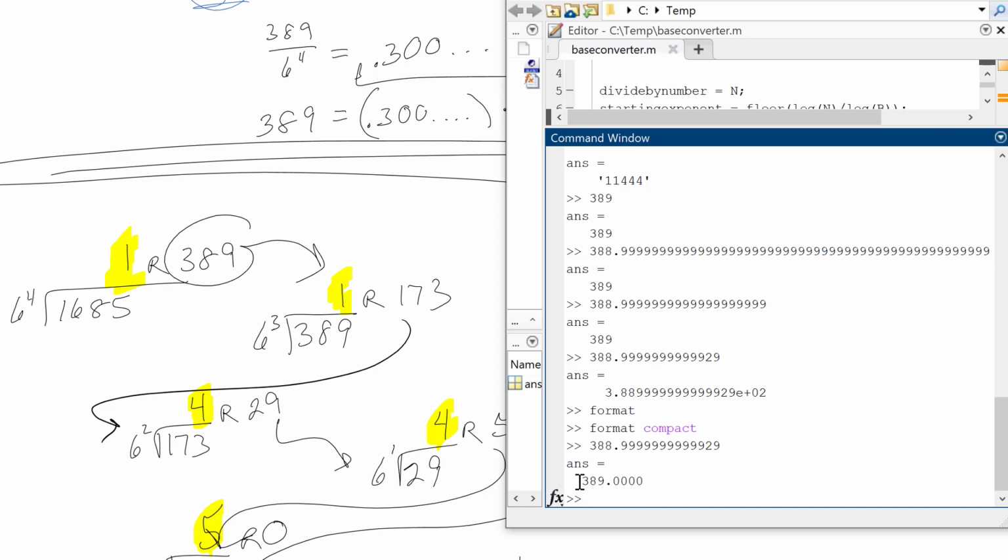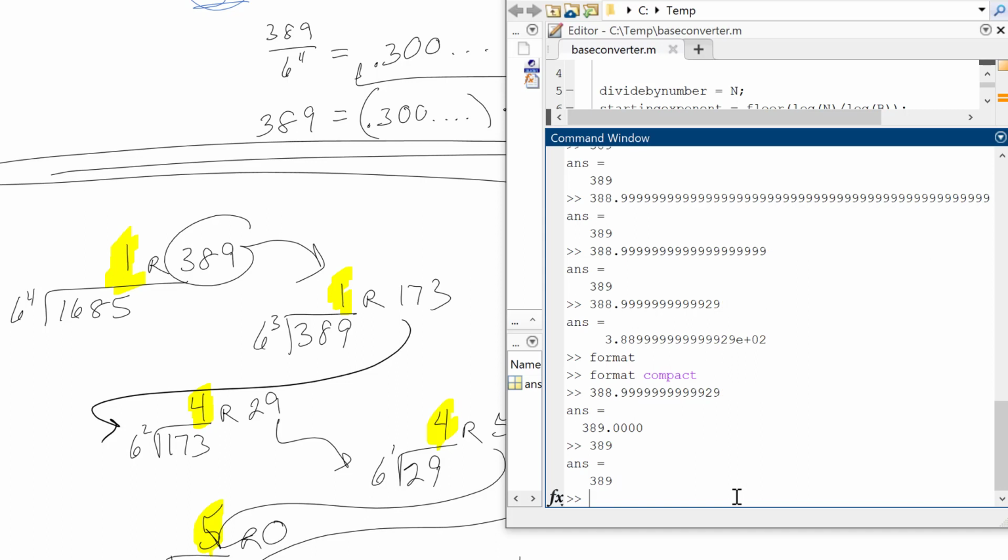If I'm only showing a certain number of digits, see how whenever I did the exact same thing in regular format, it showed the 4 decimal places at all 0, and then here it showed it like this. Whereas if I just type in 389 normally, it just shows up as 389.